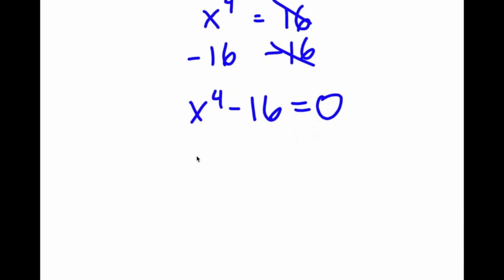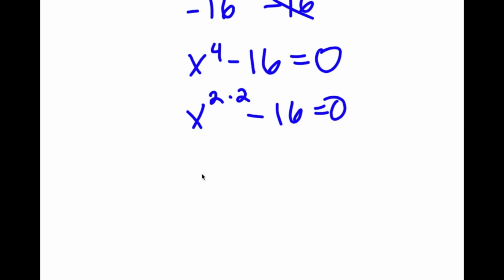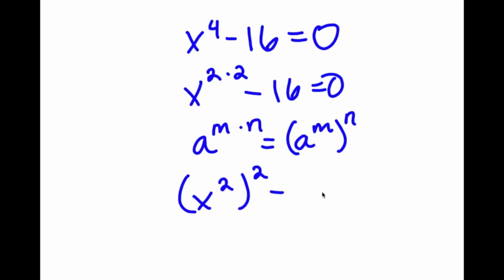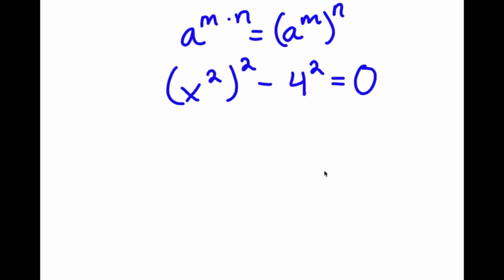Now x to the power of 4, I'm going to rewrite as x to the power of 2 times 2. And if I have something in the form a to the power of m times n, this is equal to a to the power of m to the power of n. So x to the power of 2 times 2, I can rewrite as x squared to the power of 2, and minus 16, I'm going to rewrite as 4 to the power of 2. This is equal to 0.